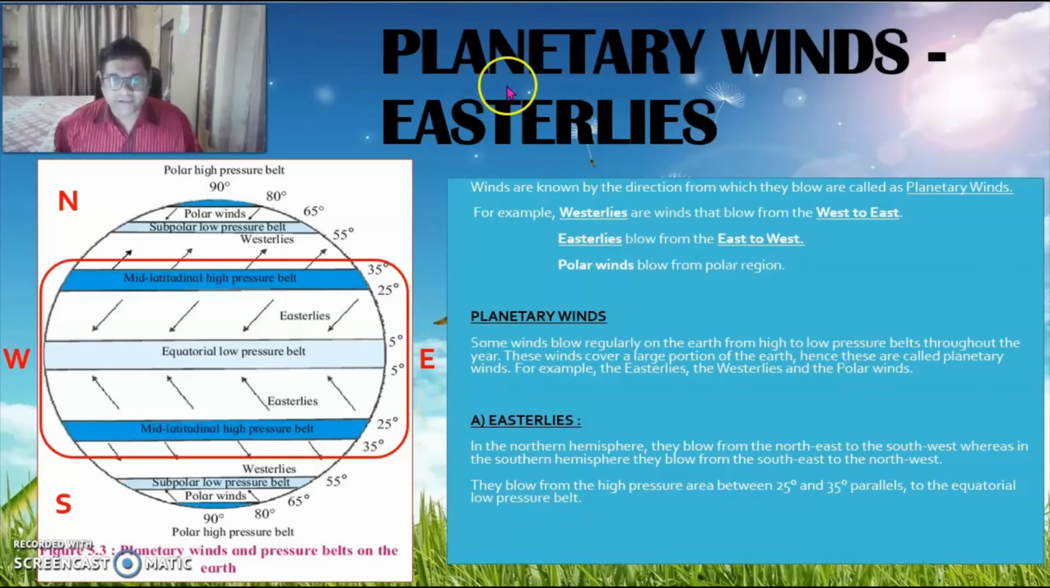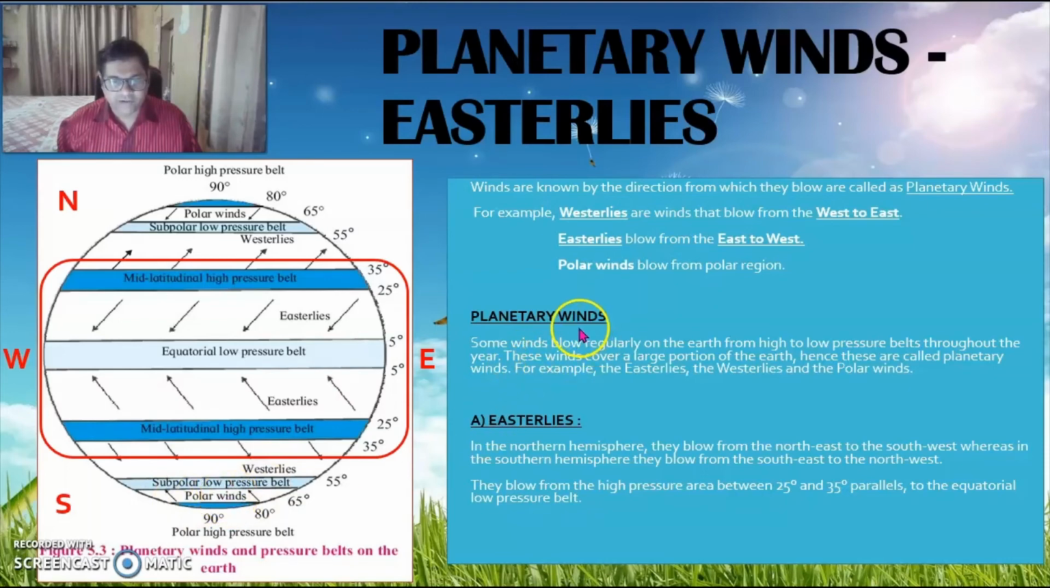Now let us look at planetary winds. There are three parts of it: easterlies, westerlies and polar winds. Planetary winds are named by the direction from which they blow. For example, westerlies are winds that blow from west to east. Easterlies blow from east to west. Polar winds blow from the polar region.